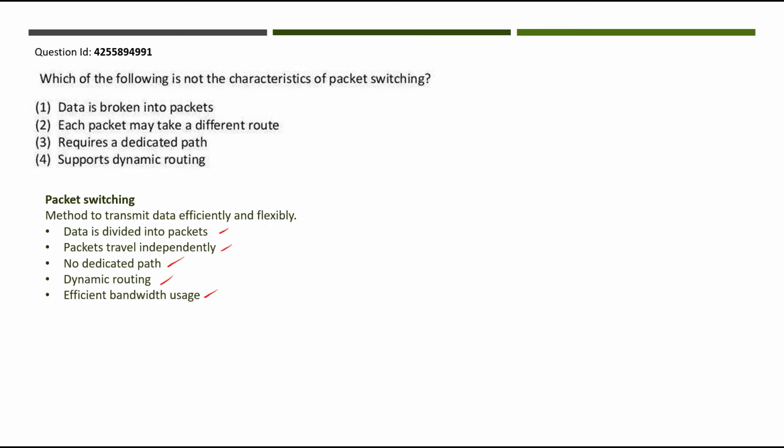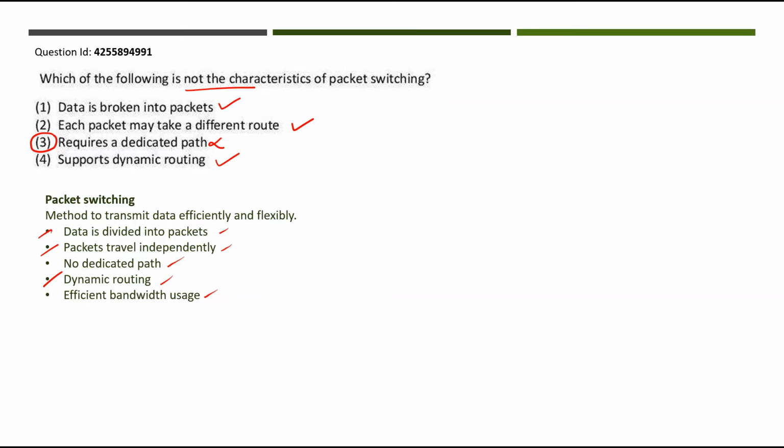Now let's get into the options. Data is broken into packets. Yes, it is true. Each packet may take a different route. Yes, it is true. These 2 points are referred. It requires a dedicated path. No, it does not require. It supports dynamic routing is taken from this point. This is also true. So which is not the characteristic? Option number 3, requires a dedicated path, will be the right answer, but it is not the characteristic of packet switching.